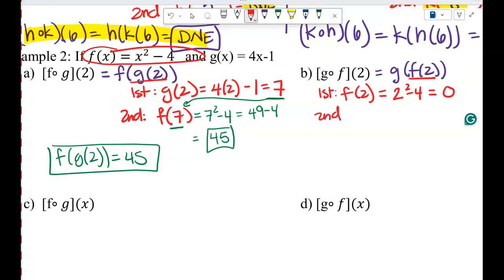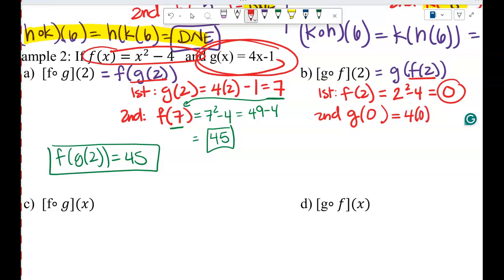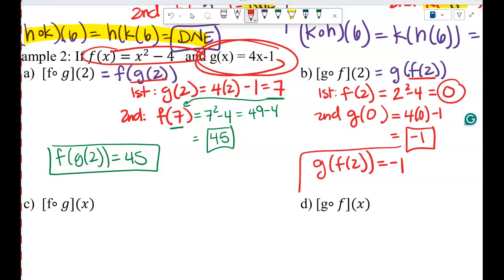Then second, we're going to do g of whatever this is. It gets plugged into here. Well, your g function is right here. So that's going to say 4 times 0 minus 1. 4 times 0 minus 1 is negative 1. So this whole answer is negative 1. And guys, you don't have to write this again. Okay, you can, but you don't have to. So this or this is perfectly okay.